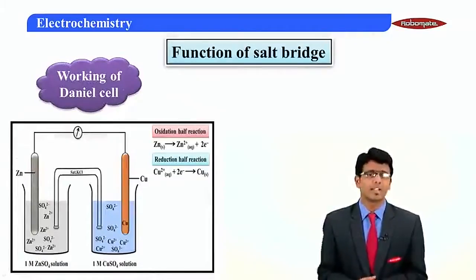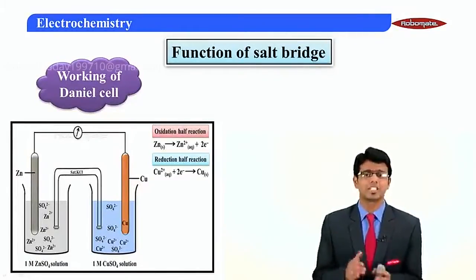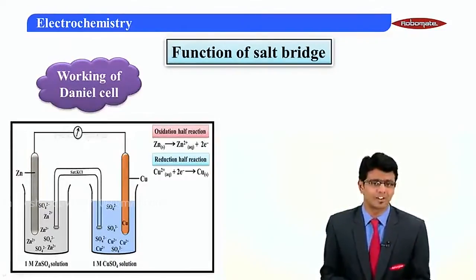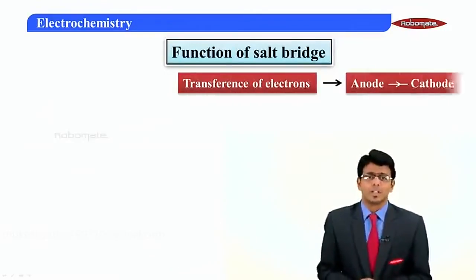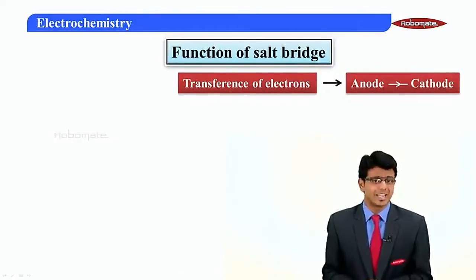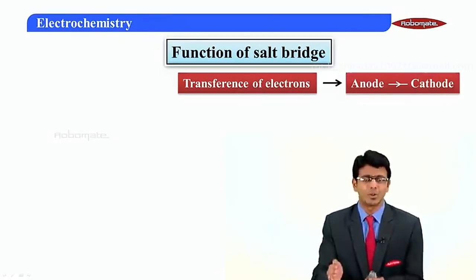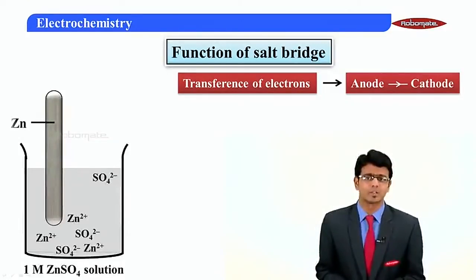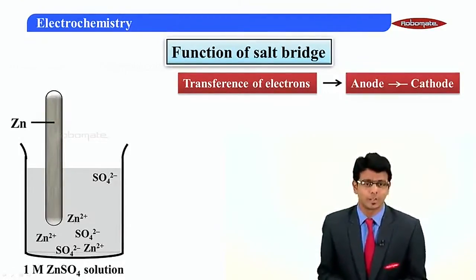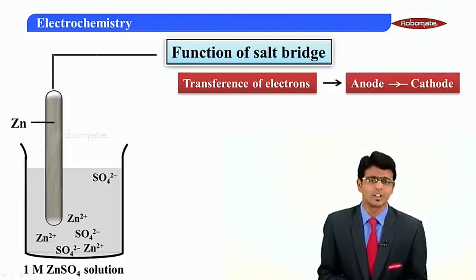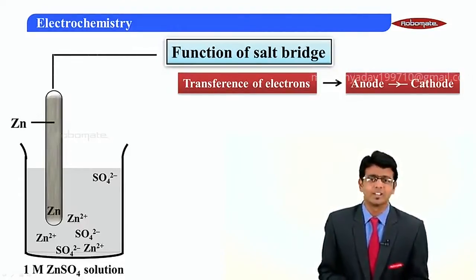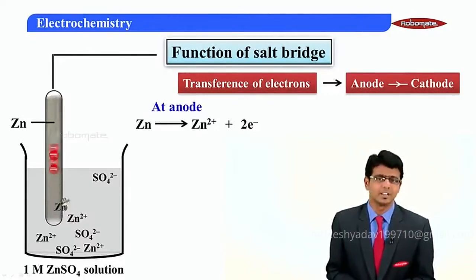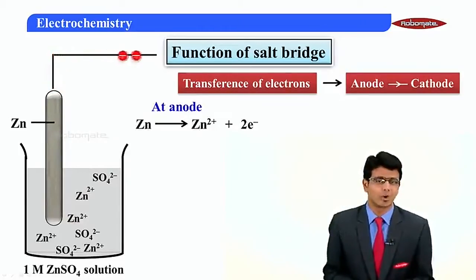In the working of the Daniell cell, we have seen that oxidation takes place at the zinc electrode and reduction takes place at the copper electrode. We know that the transfer of electrons in a galvanic cell is from anode to cathode. Considering the anode compartment consisting of zinc sulfate solution in which the zinc electrode is dipped, and obviously there is an external connection through a metallic wire, zinc undergoes oxidation and enters the solution as zinc ions, leaving behind electrons.